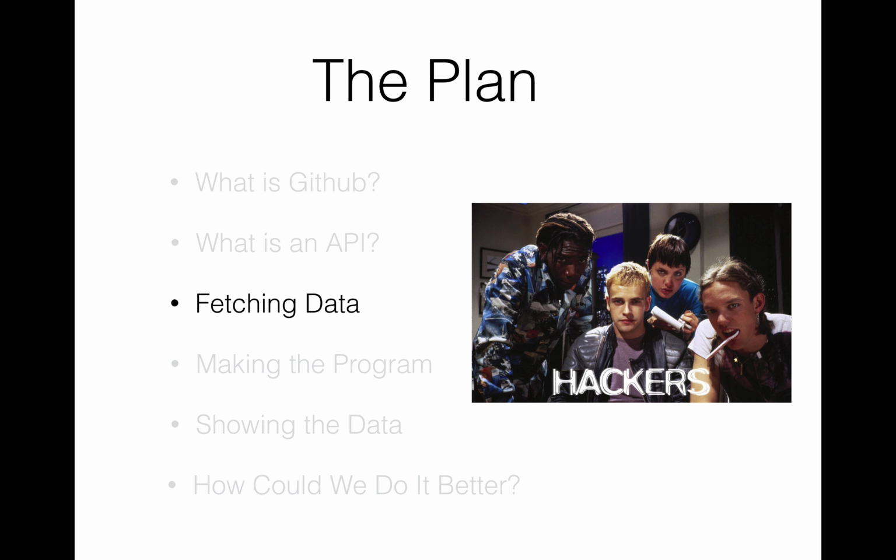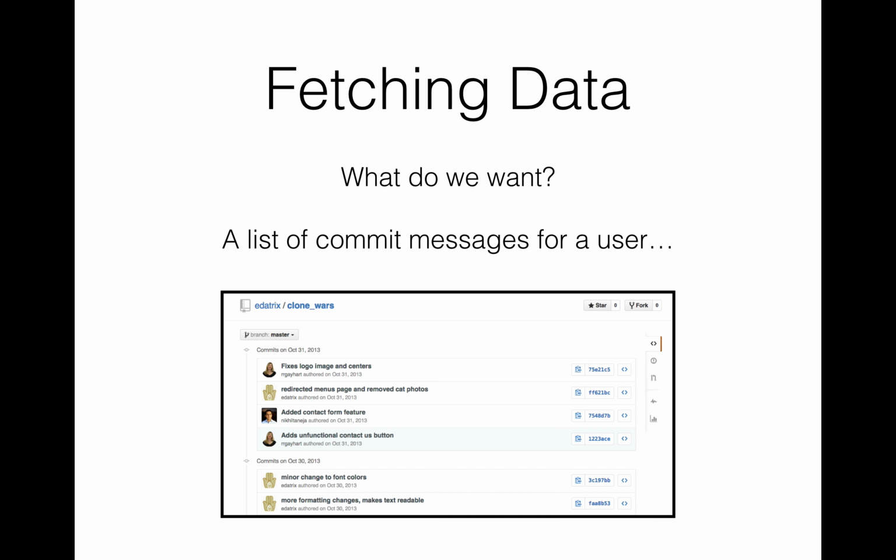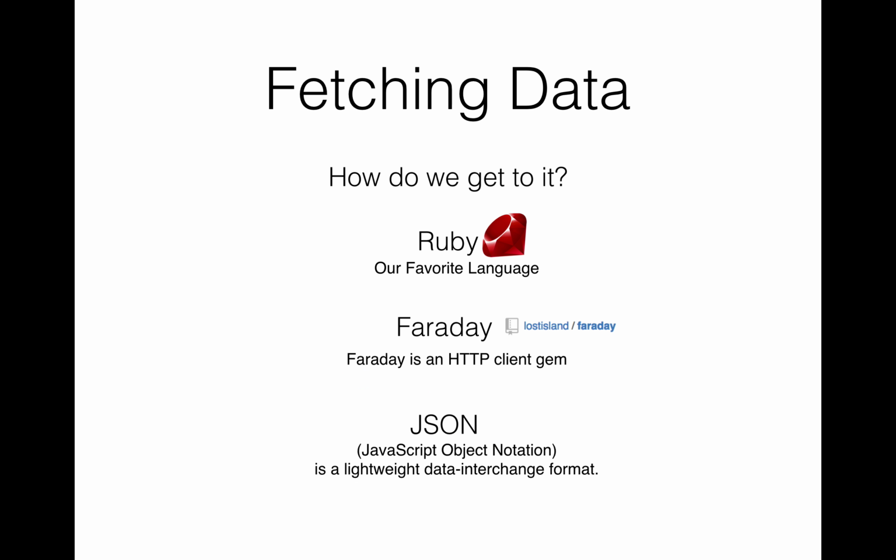So, next step, fetching the data. So what do we want? A list of commit messages for the user. How do we get it? Well, we're going to use three things. We're going to use Ruby, which is obviously our favorite language. We're going to use Faraday, which is an HTTP client gem. And we're going to use JSON, otherwise known as JavaScript Object Notation, which is a lightweight data interchange format.